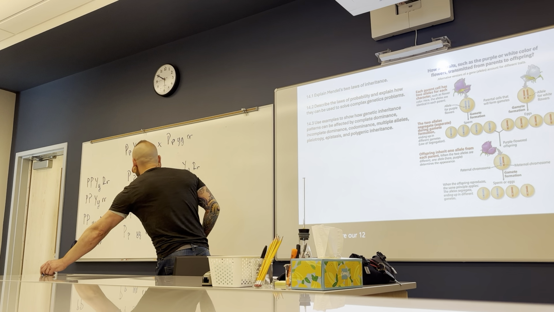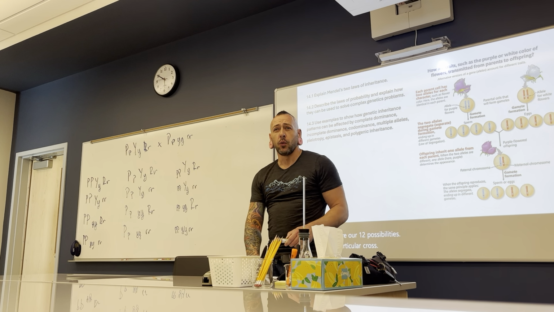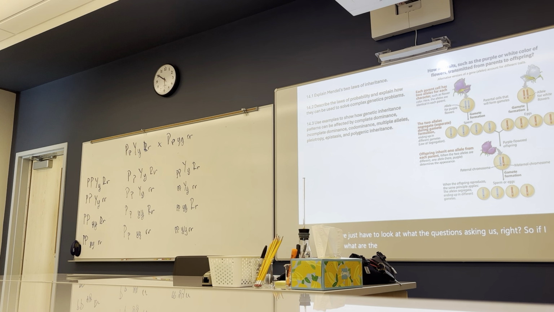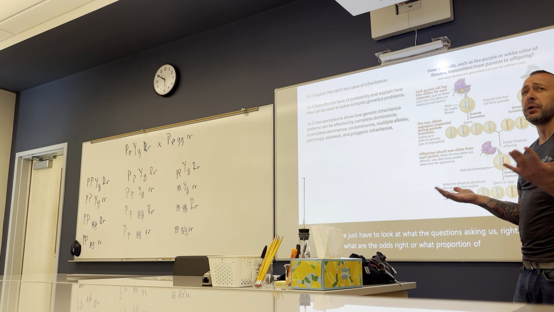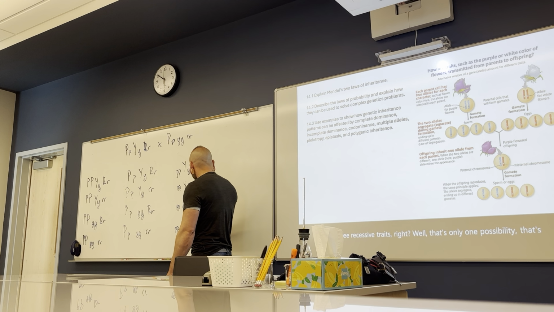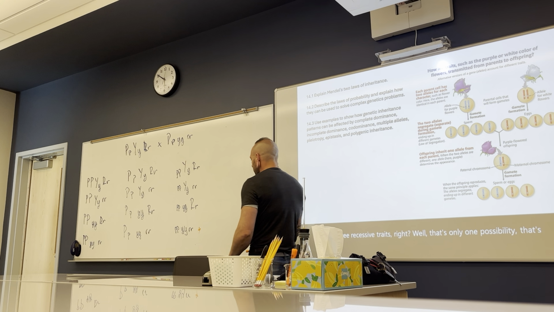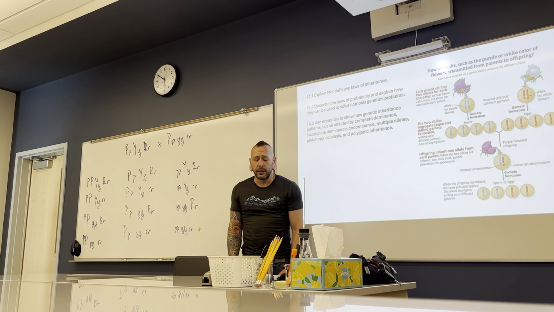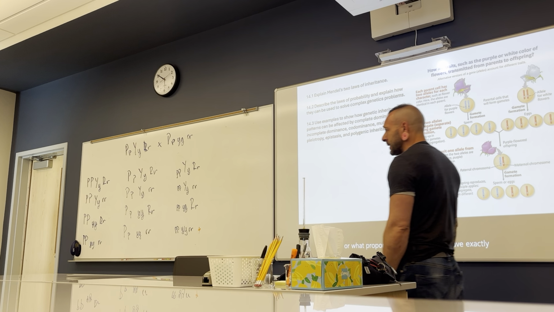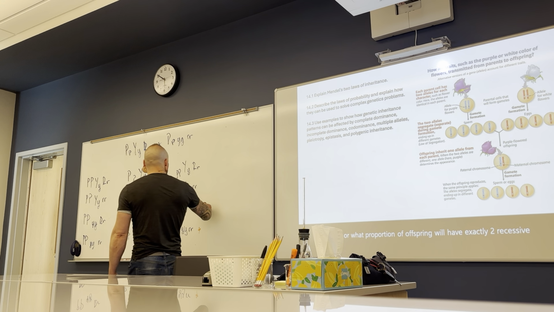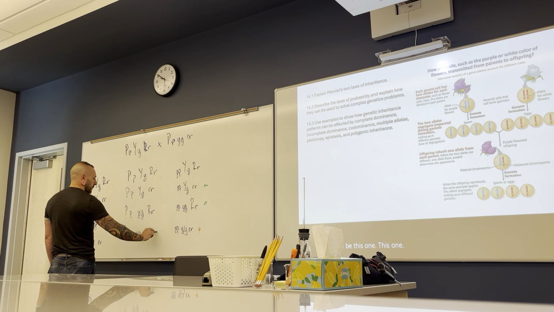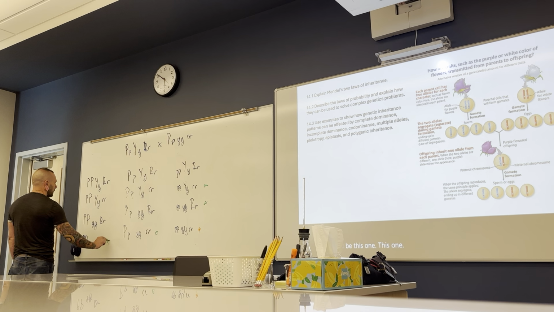For that particular cross, now we just have to look at what the question's asking us. So if I asked you what are the odds, or what proportion of offspring will have all three recessive traits, well, that's only one possibility. That's this one. If I ask you what proportion of offspring will have exactly two recessive traits, well, that would be this one, this one, this one, this one.